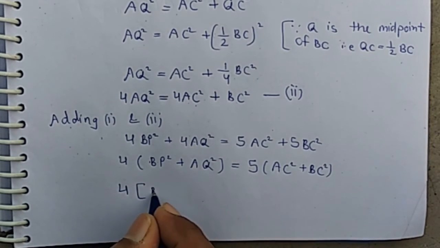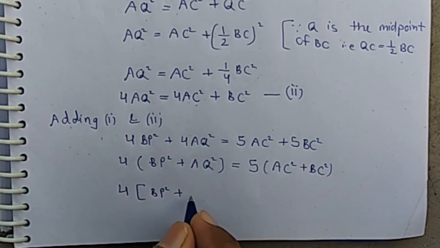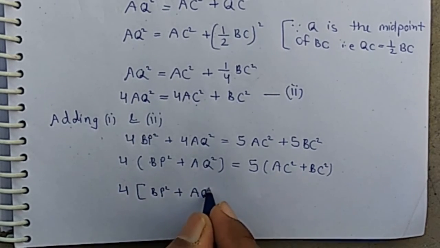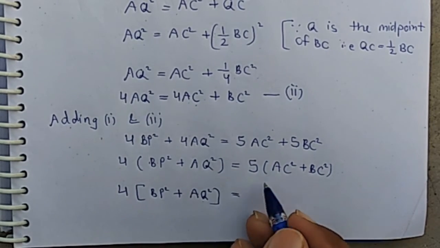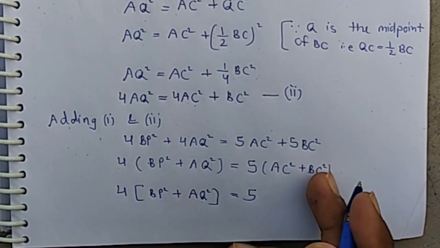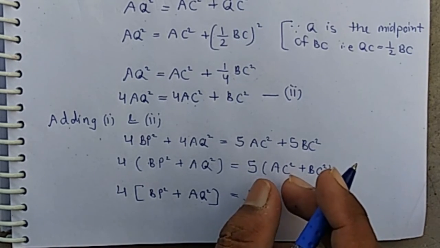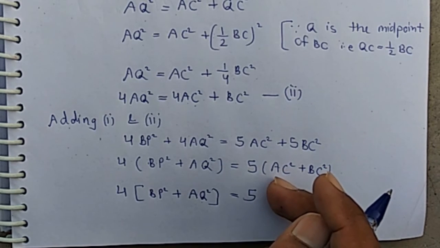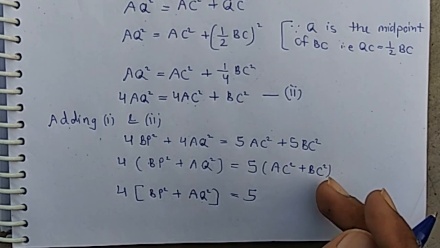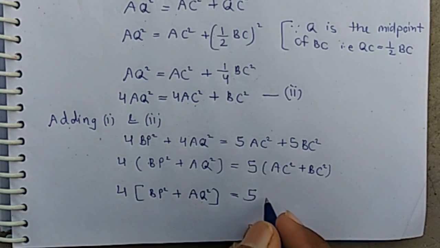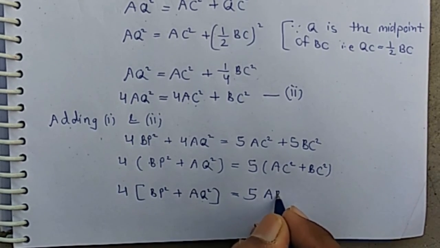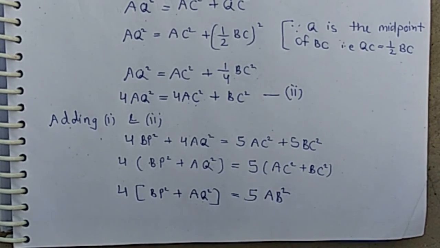Then we have 4 times BP square plus AQ square, and the value of AC square plus BC square, meaning the sum of the squares of the perpendicular and base is equal to the square of the hypotenuse, which is AB square, and it is the answer.